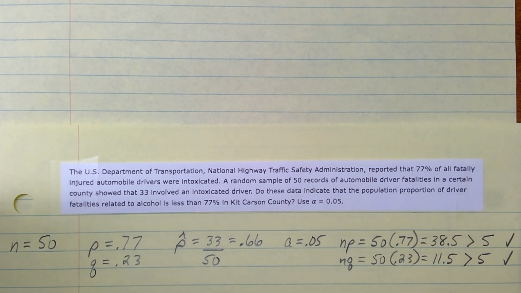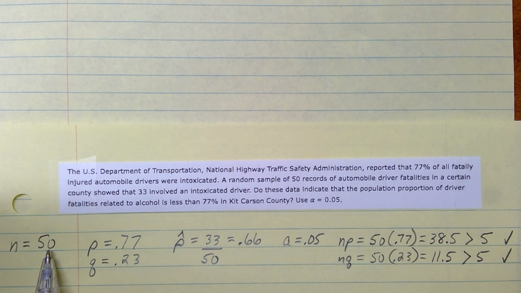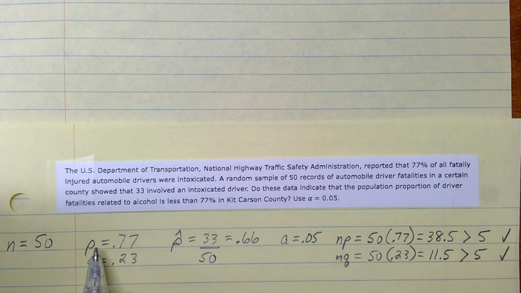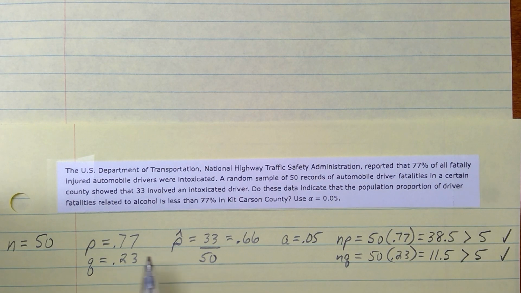All right, organize your data. We did 50 samples. We sampled 50 records. The accepted belief is that 77 out of 100 involve an intoxicated driver. The proportion of failure would be the rest of that 100. If 77 out of 100 are intoxicated, that means 23 out of 100 are not. You can just do 1 minus 0.77 to find Q. So proportion of success, 77 out of 100. Proportion of failure, 23 out of 100. This is the accepted belief.